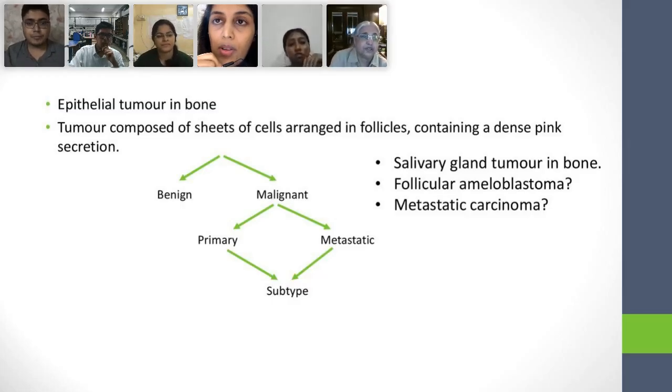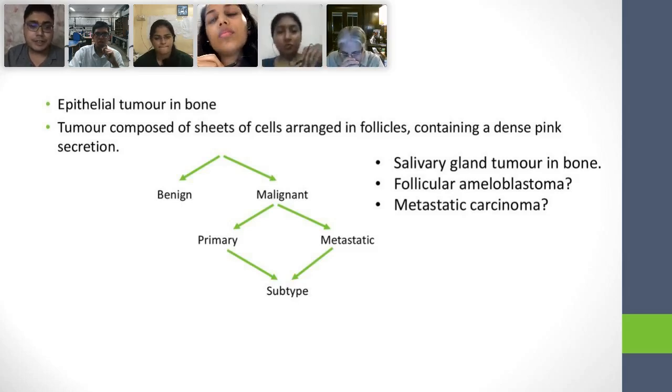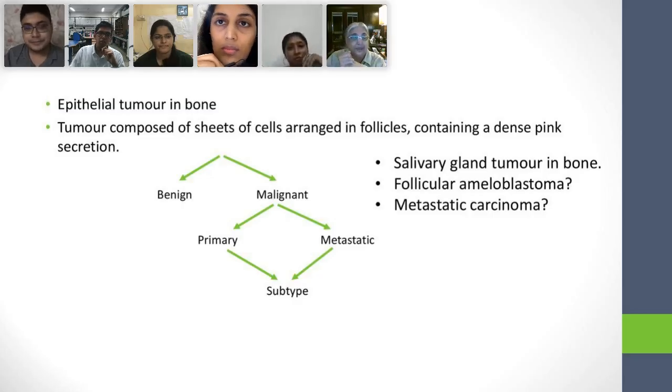In the meantime, Gaurav is going to give us our poll. It was again real type, ma'am. Almost one third of people have opted for each of these diagnoses. The highest percentage is follicular ameloblastoma, which 38% of people think, followed by metastatic carcinoma, which 33% of people think, and followed by some salivary gland tumor in bone, around 27%.